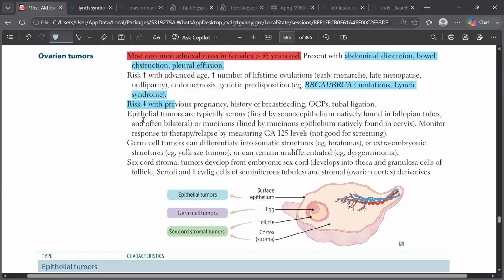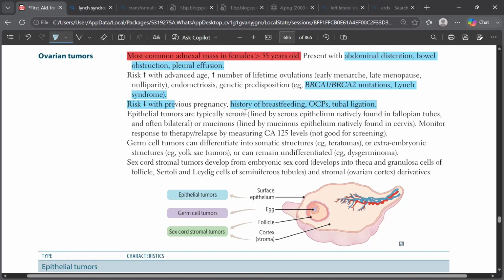The risk decreases with previous pregnancy, history of breastfeeding, OCPs, and tubal ligation. So ovarian tumors have factors that increase the risk, and then there are factors that decrease the risk, including breastfeeding, previous pregnancy, OCPs, and tubal ligation.